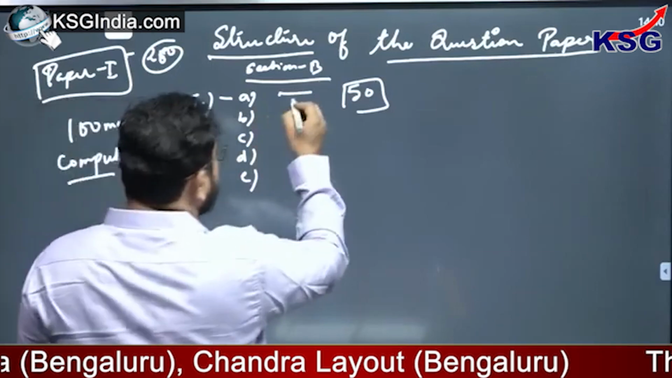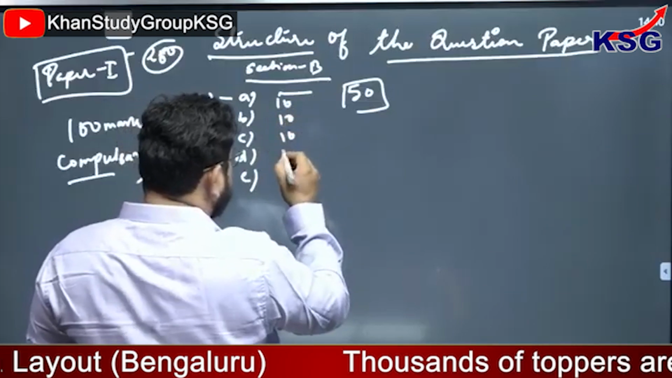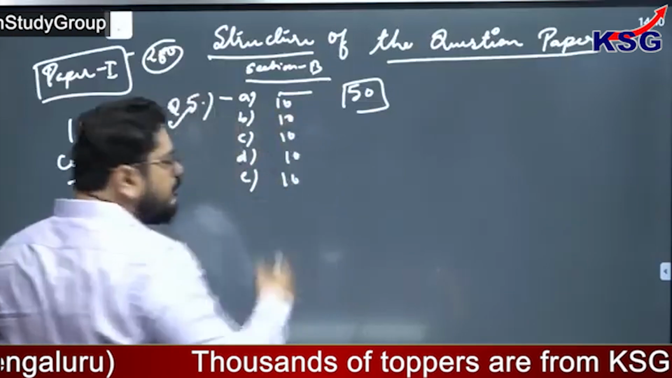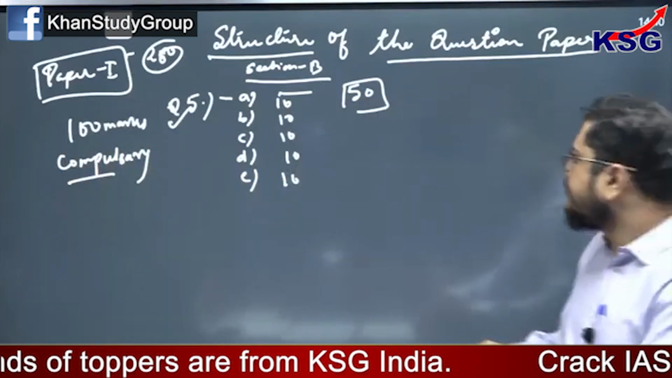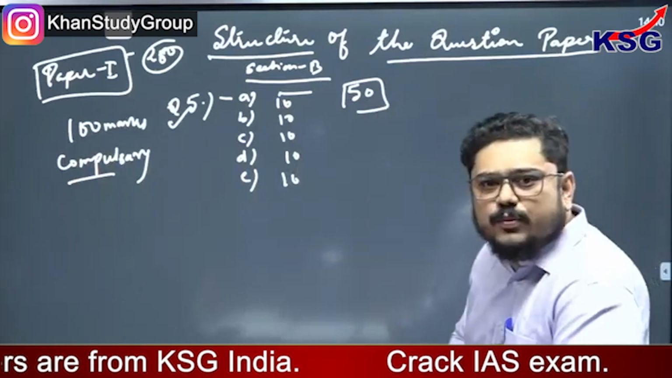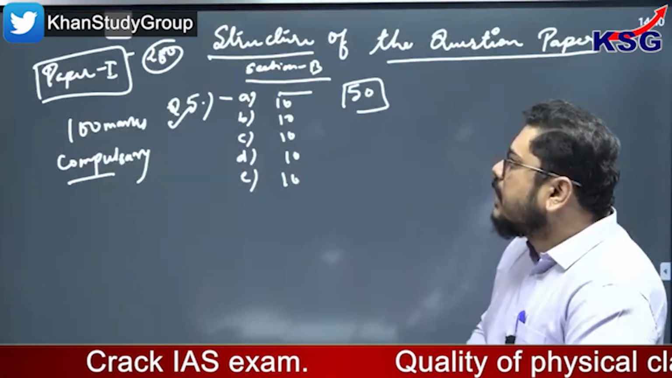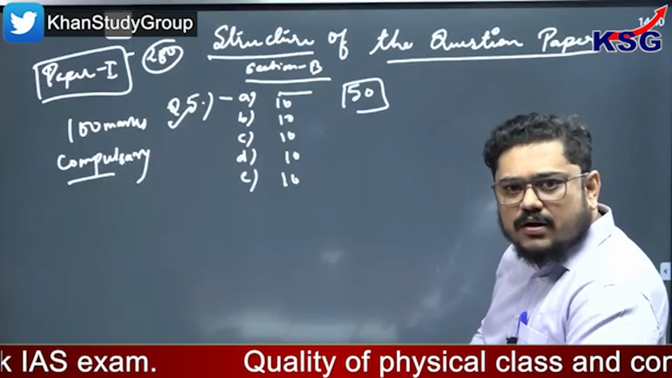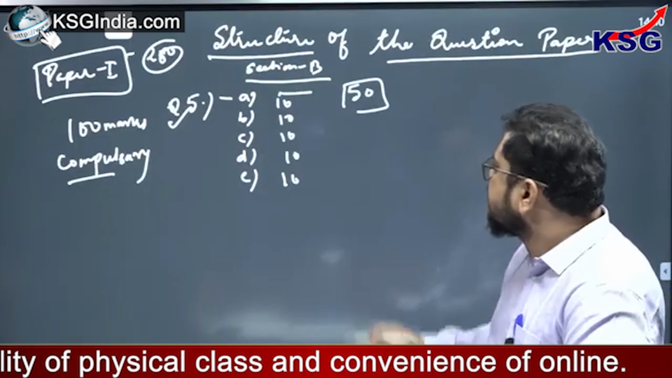Okay, and again questions A, B, C, D, and E, all of them will be 10 marker questions. And you have to write each within 150 words, whereas for a 20 marker question you can extend up to 250 words.